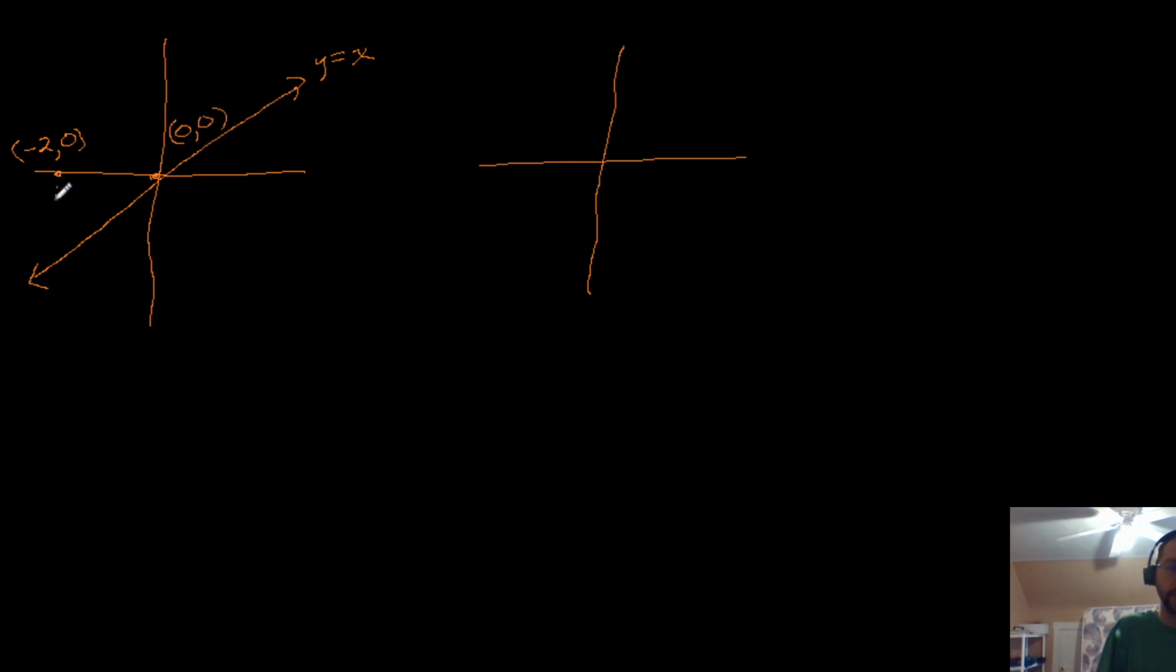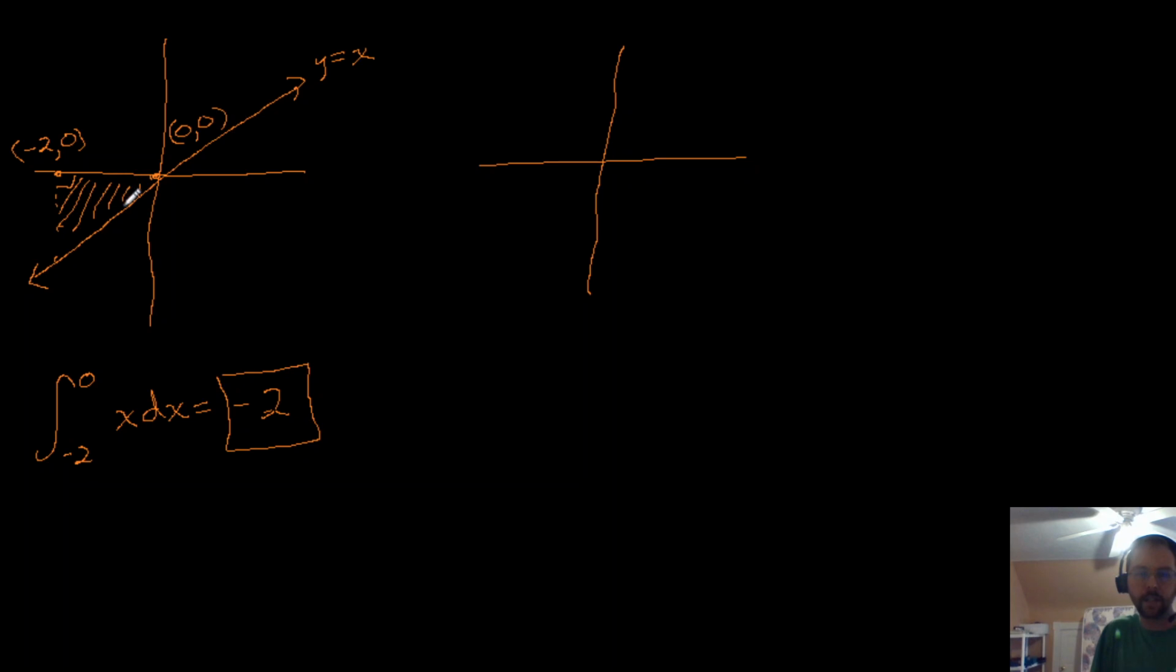So now what we're finding is this area right here. If you were to do the integral from -2 to 0 of x dx, either solving it by hand or plugging it into a calculator, you'll find that the solution is -2. I just wanted to show that when you use integration, you're actually finding the signed area.